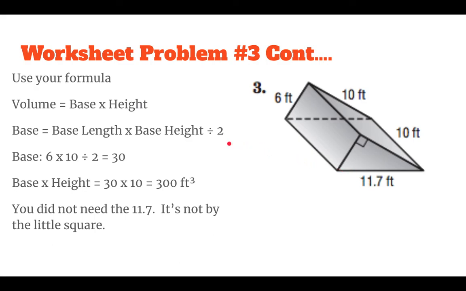So here's the same picture. The overall formula is base times height, and base is defined by the base length times the base height divided by 2. So the base length is 6, the base height is 10, and 6 times 10 is 60 divided by 2 is 30. So now I've got 30 for this whole area of this triangle. Now to find the volume of this triangular prism, I just take that 30 and times it by the height, which in this case is also 10, so 30 times 10 is 300 feet cubed.